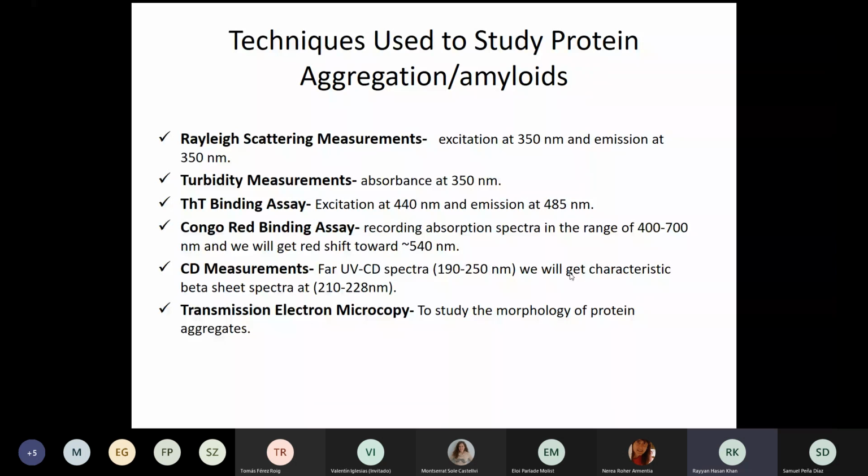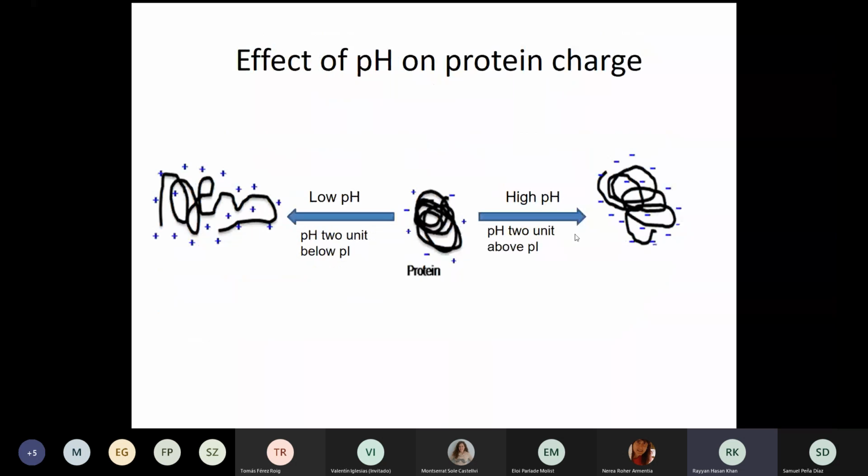Now, this is a basic slide. Here you can see the proteins are made up of different numbers of positively and negatively charged amino acid residues. Positive ones are histidine, arginine, and lysine; negative ones are aspartic acid and glutamic acid. And each protein has a unique isoelectric point. If we go below the isoelectric point, the protein is going to acquire an overall positive charge. And if we go above pI, the protein is going to acquire an overall negative charge.